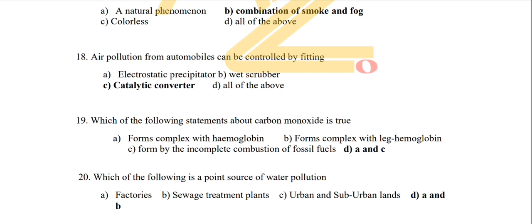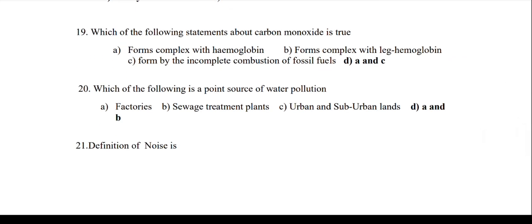19th question, which of the following statements about carbon monoxide is true? Option D, A and C. A: it forms complexes with hemoglobin. C: it is formed by the incomplete combustion of fossil fuel. 20th question, which of the following is a point source of water pollution? Option D, A and B. So factories and sewage treatment plant.